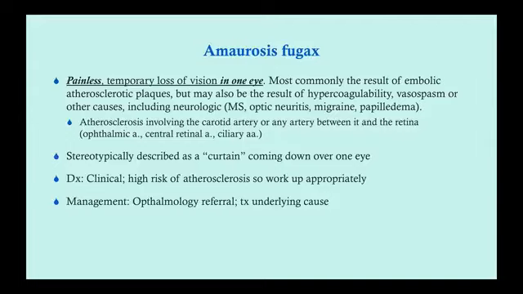So usually it's due to atherosclerosis involving the carotid artery or any artery between the carotid artery and the retina. So that's the ophthalmic, central retinal, or the ciliary arteries. Why is this important? We're not worried about her going blind right now, but what is something really important that we know about this woman, more than likely because she's having these episodes? She probably has atherosclerosis. And where is that atherosclerosis?